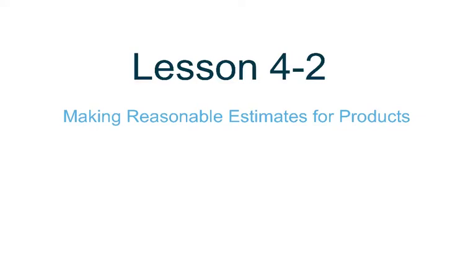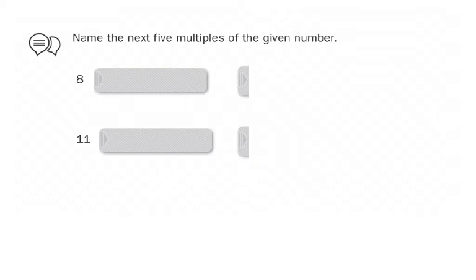In Lesson 4.2, we're going to work on making reasonable estimates for products. Product is the answer when you multiply. You will need your whiteboard marker and eraser, your math journal, and if you haven't learned those facts yet and memorized them, you will need a multiplication chart. Let's go ahead and start on our whiteboard.